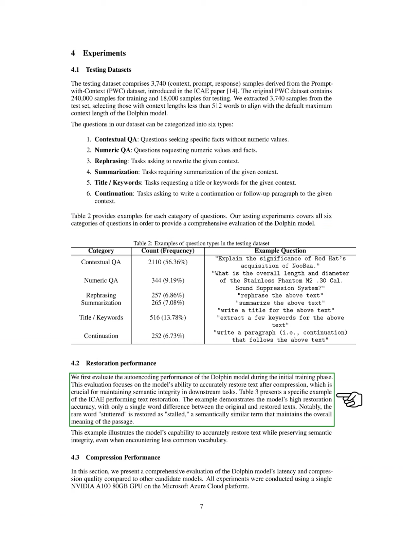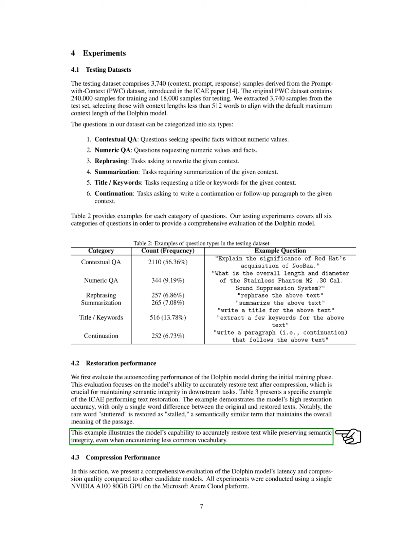We first assessed the model's auto-encoding performance during the initial training phase, focusing on its ability to accurately restore text after compression. This is vital for maintaining meaning in later tasks. We present an example showing the model's high restoration accuracy, with only a minor difference between the original and restored texts, demonstrating its capability to preserve semantic integrity even with less common vocabulary.